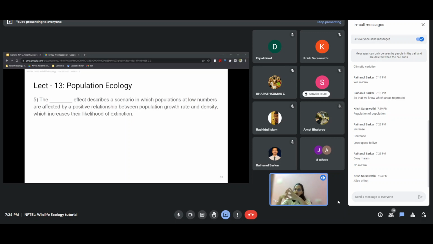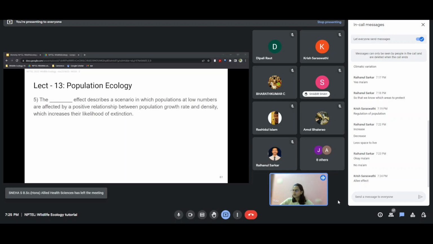This means that if there is a low density, the population growth drops. You would imagine that if the density is low, there would be an abundance of resources, so the population should increase, right? But why is this not happening? Why is the population decreasing if the density is low? There are so many resources, so much place to stay, so much space, but why is the population not increasing? Why is it decreasing? This is seen in a particular type of organisms, social animals.